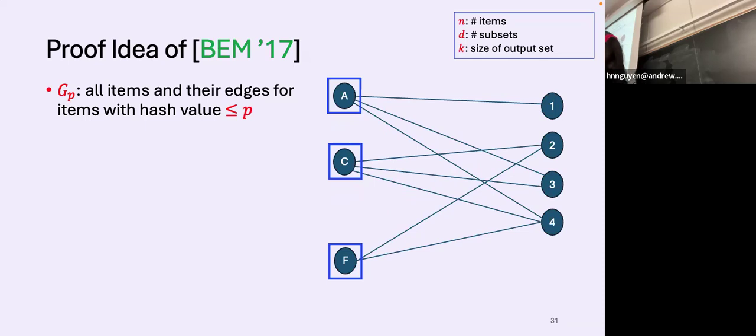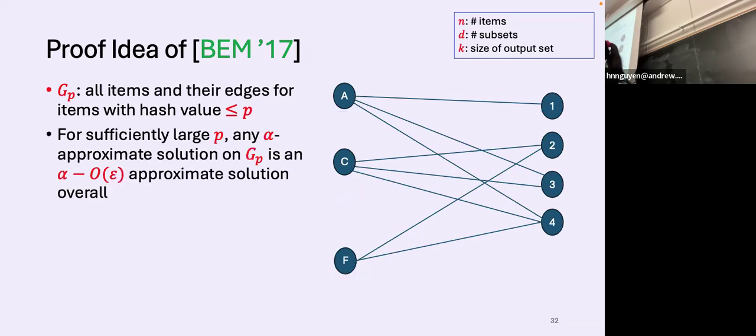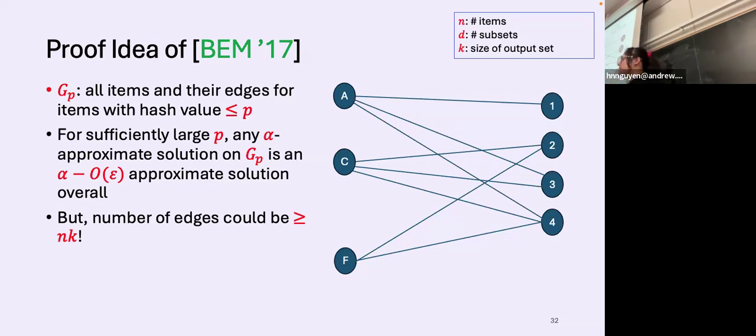For a sufficiently large P, as in if I do this with enough items, then I only lose an epsilon approximation. And this is a fairly standard argument using concentration bounds. But what's the issue? Well, the number of my edges can still be really large. They say it can be at least n times k. You can think of this intuitively: I can have certain items that just have a ton of edges, and now I'm adding this item and all of its edges to my sketch, and this blows up the space.